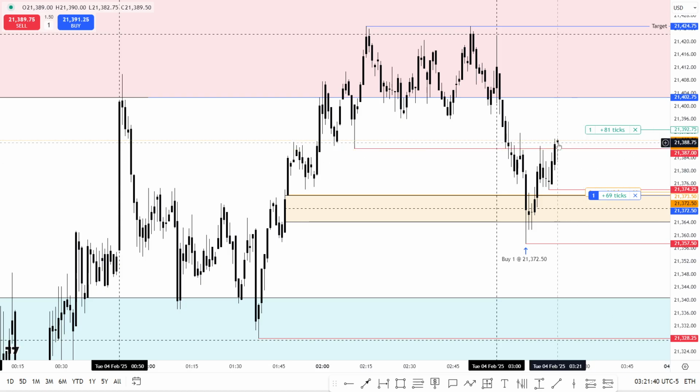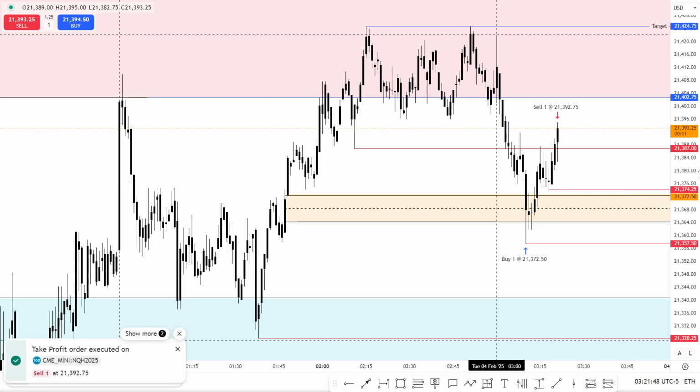I would have loved to see it make an explosive attempt to go higher. There we go, right on time. 10 seconds left, TP hit, right on time.